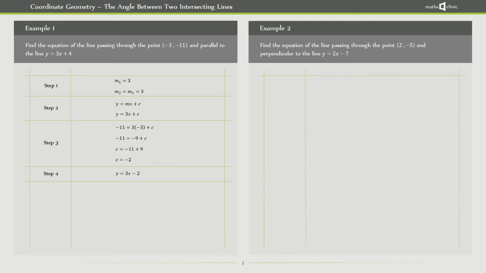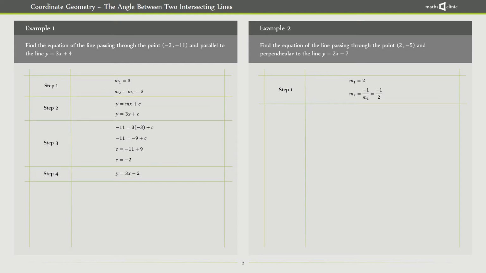So the first thing we do here is note that m1 from the line y = 2x - 7 is 2. The gradient there is 2. Then we want to find the second gradient. The gradient of the perpendicular line, m2, equals -1 divided by m1, i.e. -1 divided by 2, because m1 is 2. So the gradient of the second line is -1/2.